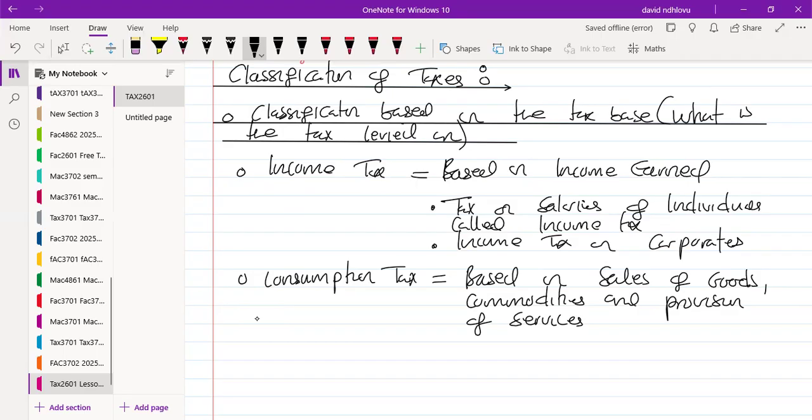Right, so these include such things as value-added tax. It's a consumption tax, right? Or what we call customs duty. Remember, you would have bought something from outside, so you are consuming an import. So whenever you consume an import, you are going to be charged VAT, right?